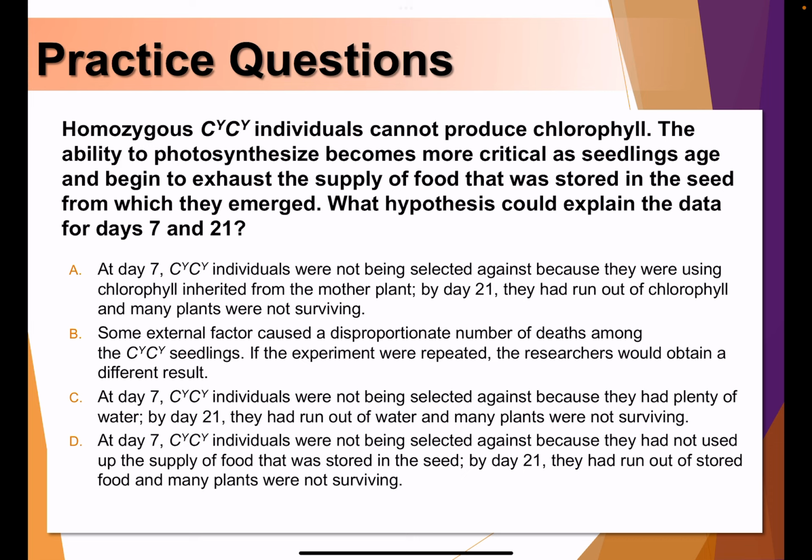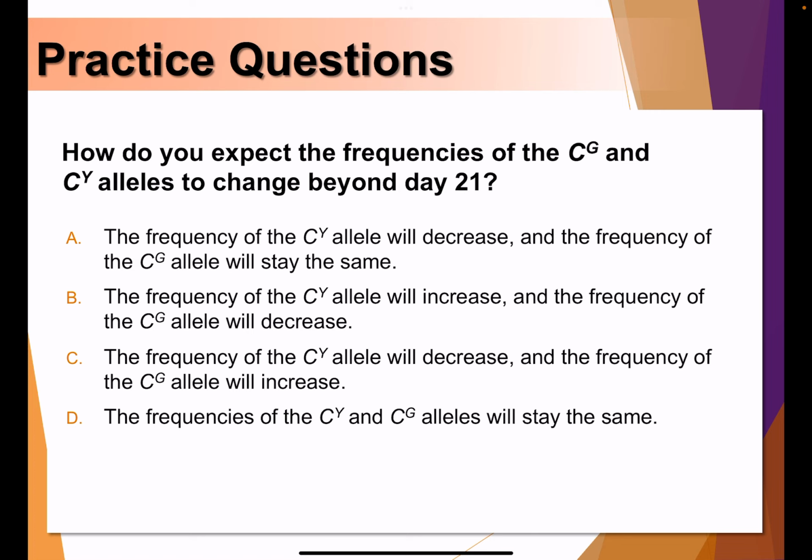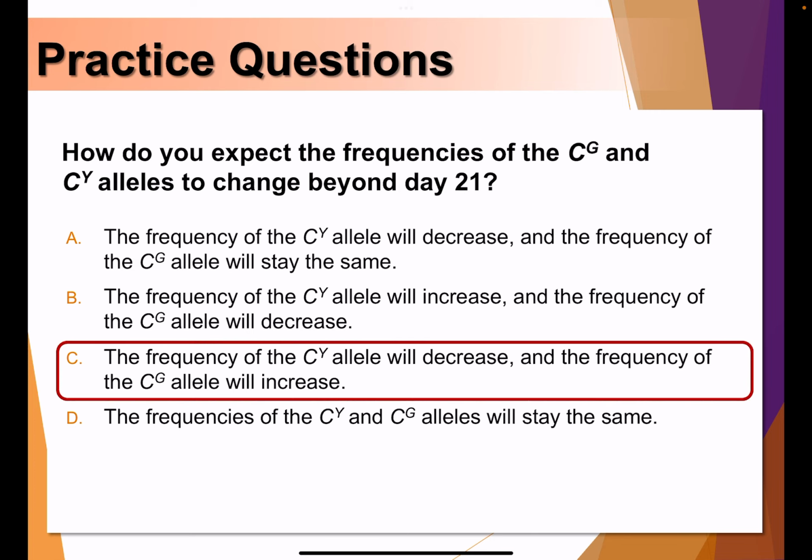So how do we expect the frequency of CG and CY alleles to change beyond day 21? Probably the frequency of CY alleles will continue to decrease because now they have really depleted all of the seed supply. Most of them will, all of them will, if anything. And then the frequency of the CG allele will increase. And that is all for chapter 23, Evolution of Populations.